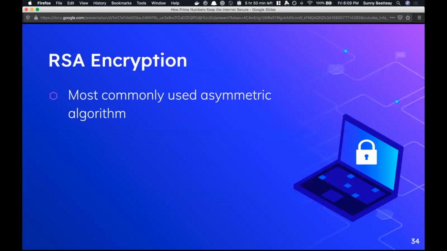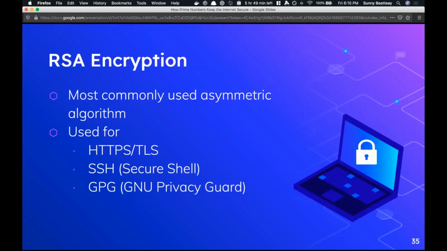So the encryption algorithm I'll be covering today is the RSA encryption algorithm, which stands for the Rivest-Shamir-Adleman algorithm. It stands for the last names of the three cryptologists who invented it. That's what RSA stands for. And it is the most commonly used asymmetric algorithm for encryption today. It's used for a lot of stuff. I mean, a lot of stuff.